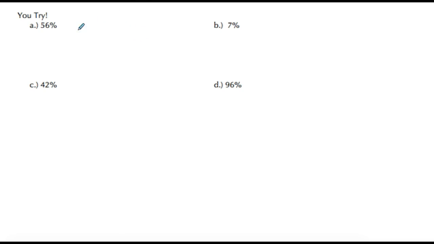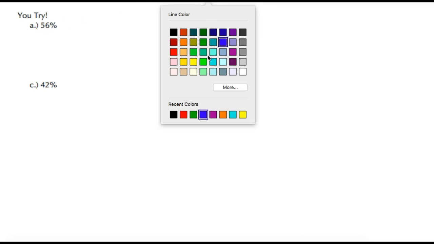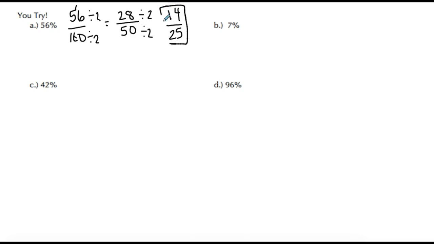Welcome back to the video. So what we're going to do, if we look at this, 56% is the same thing as 56 out of 100. Those are both even numbers, so I'm going to divide by 2. 2 goes into 5, 2 times, 1 left over. 2 goes into 16, 8. 100 divided by 2 is 50. Those are both still even, so I'm going to go ahead and divide by 2. This would be 14 over 25, which is the fraction in simplest form.